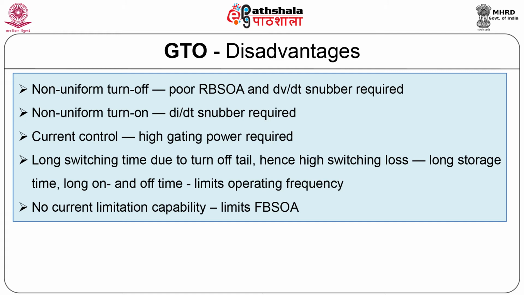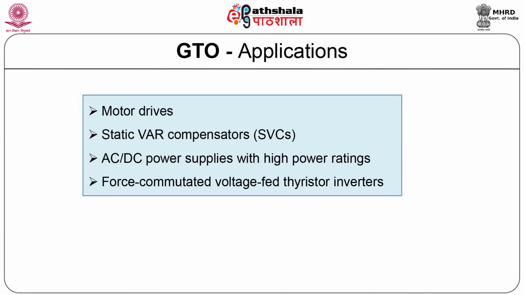There are long switching times due to turn off tail. Therefore, switching loss is higher, which limits the operating frequency. It does not have current limitation facility, that is why it limits the forward bias SOA. GTOs are widely used in motor drives, static VAR compensators, AC/DC power supplies, force commutated, voltage fed thyristor inverters.